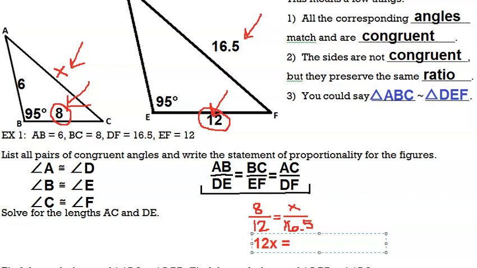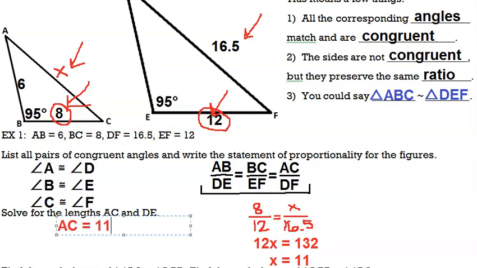12x equals 16.5 times 8 is 132. Divide by 12, and x equals 11. So that means AC equals 11.